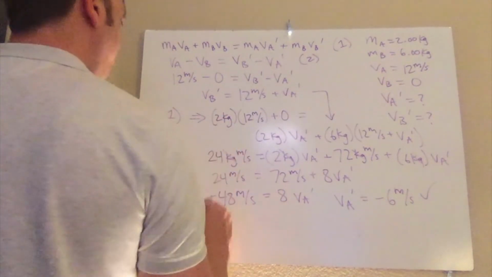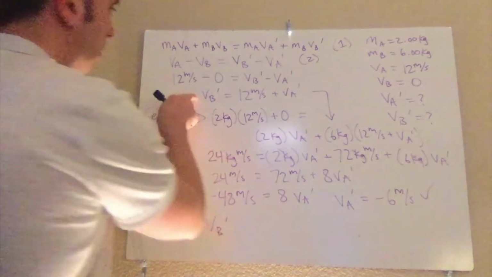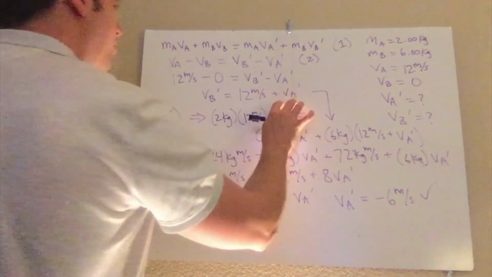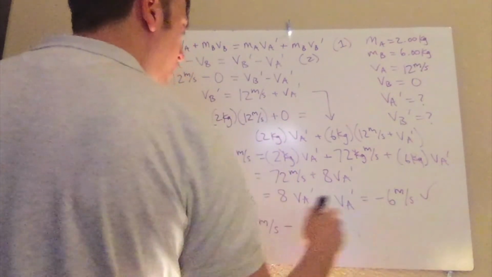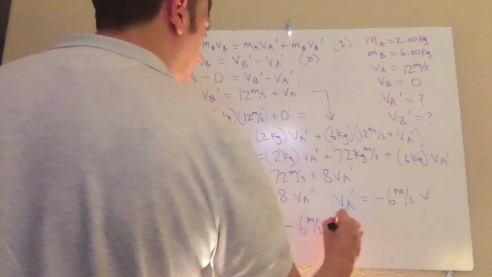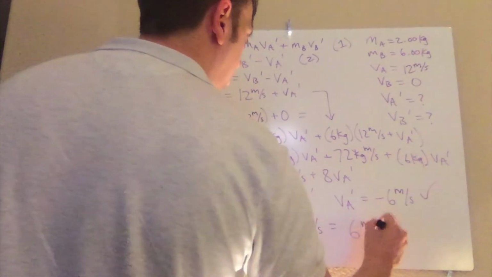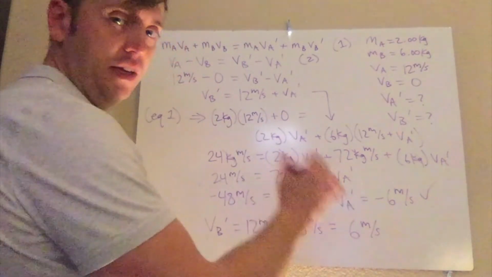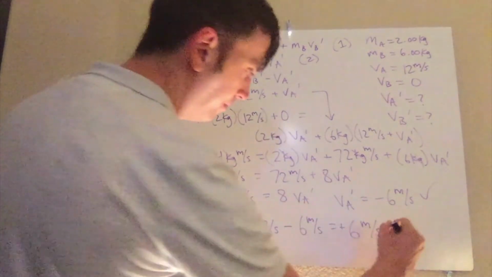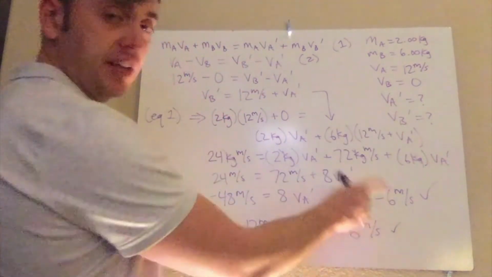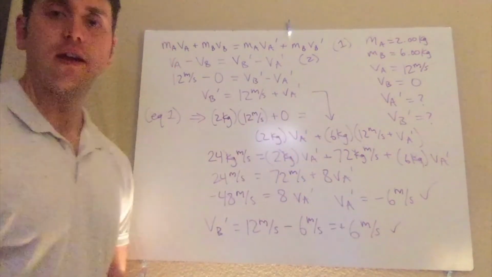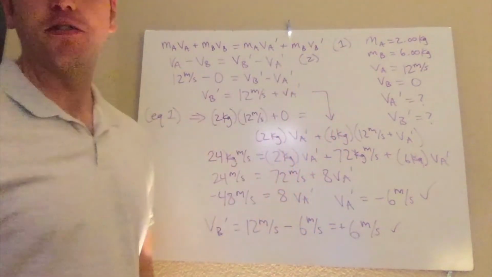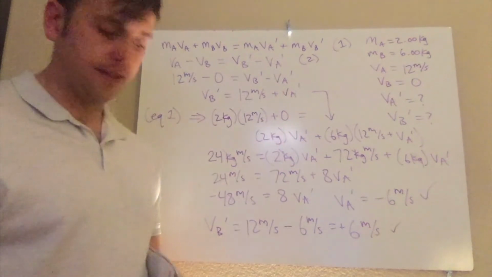Now, VB prime, right up here, we already solved for that. It's 12 meters per second plus VA prime. So I'm going to have to add negative 6 meters per second. What does that give me? 6 meters per second. So how are these things moving after collision? Again, object B, because it's got this positive sign, is moving to the right. Object A has the negative sign. It's moving to the left. And we were able to determine that by thinking of 2 equations: conservation of momentum and this equation for elastic collisions that we just derived.